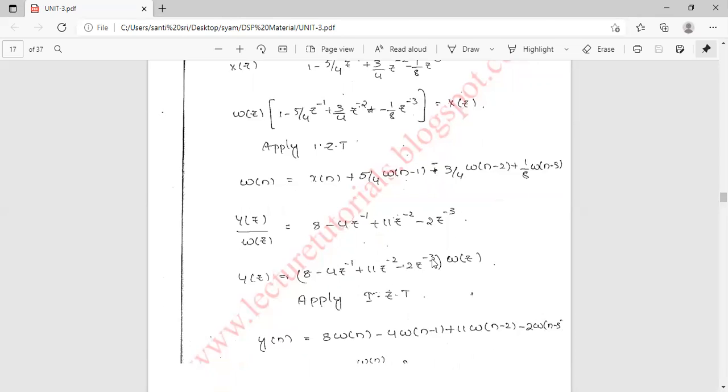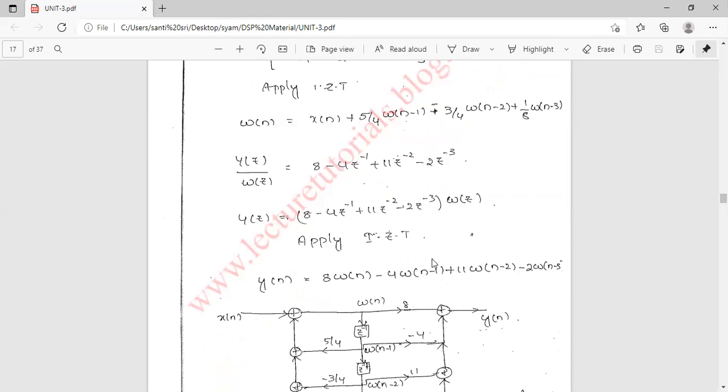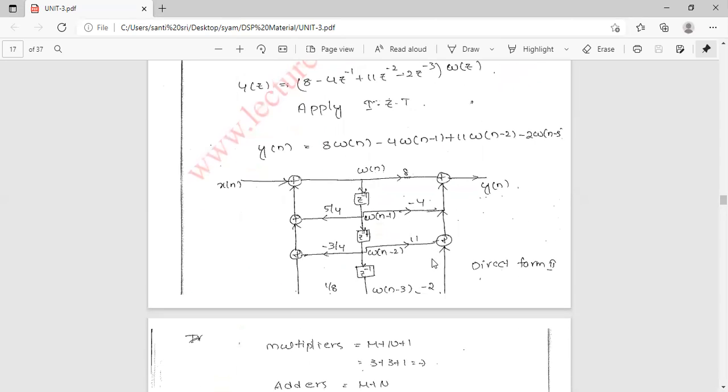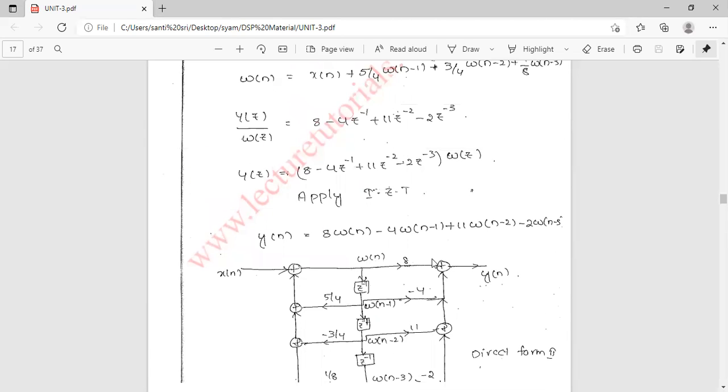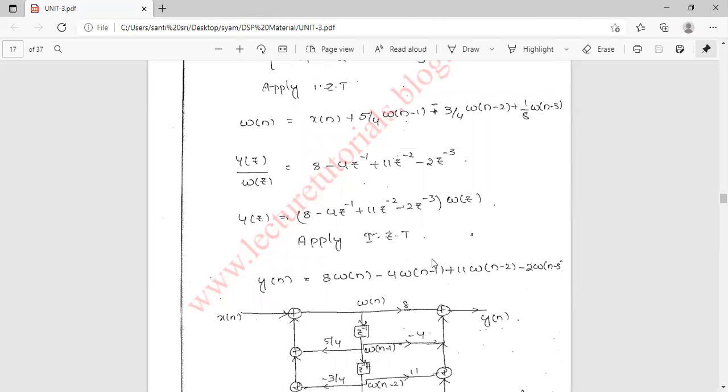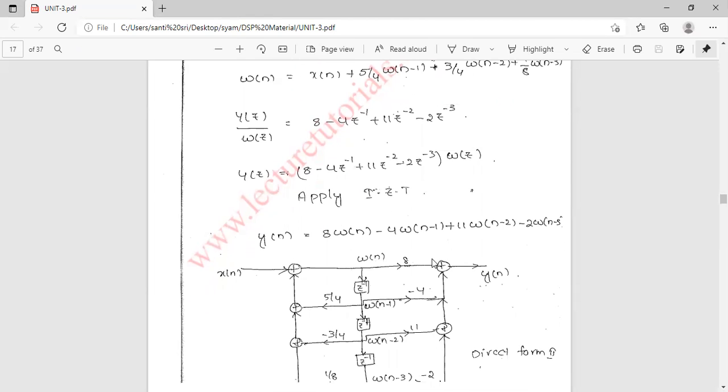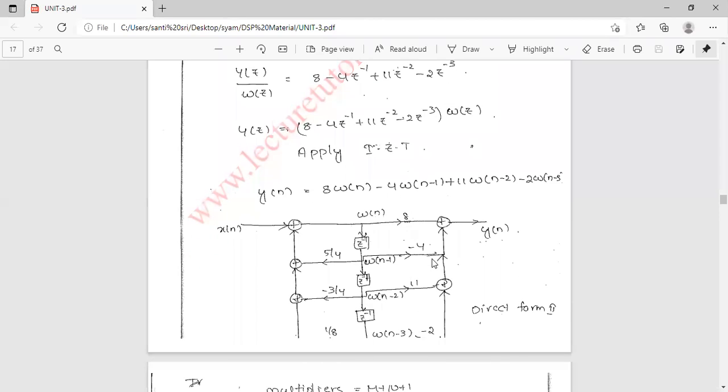Now apply inverse Z transform for this one. So y of n will become 8 into w of n minus 4 into w of n minus 1 plus 11 into w of n minus 2 minus 2 into w of n minus 3, right? Okay, for this one, we will draw the direct form 2. Okay, 8 into w of n minus 4 into w of n minus 1 plus 11 into w of n minus 2. Okay, minus 2 into w of n minus 3.